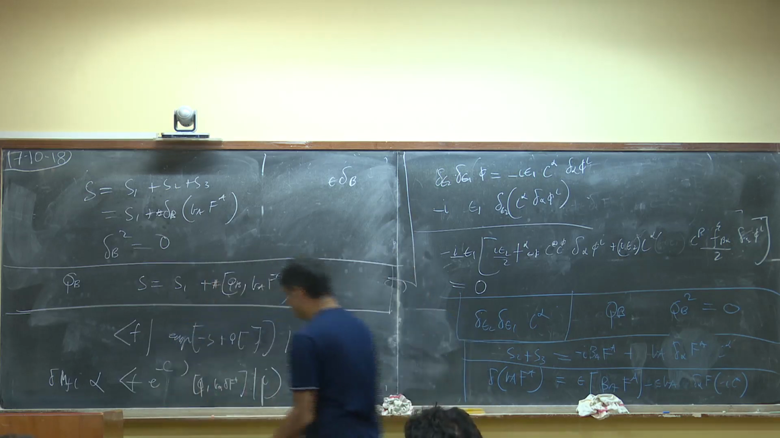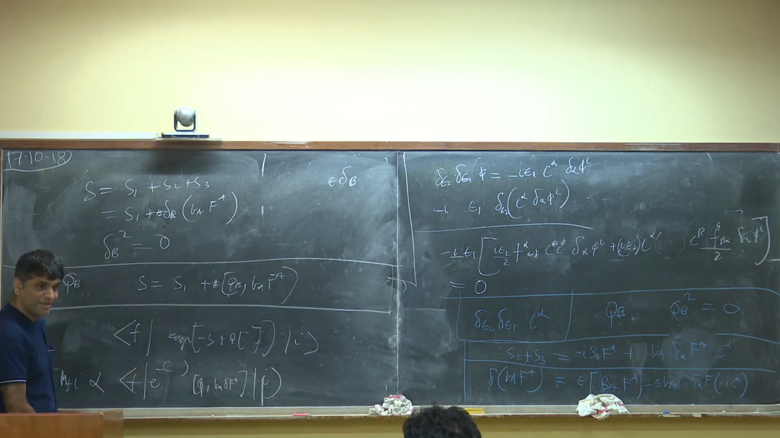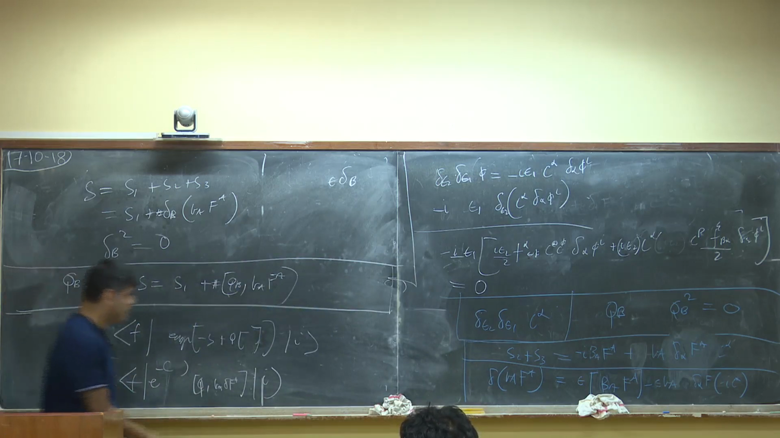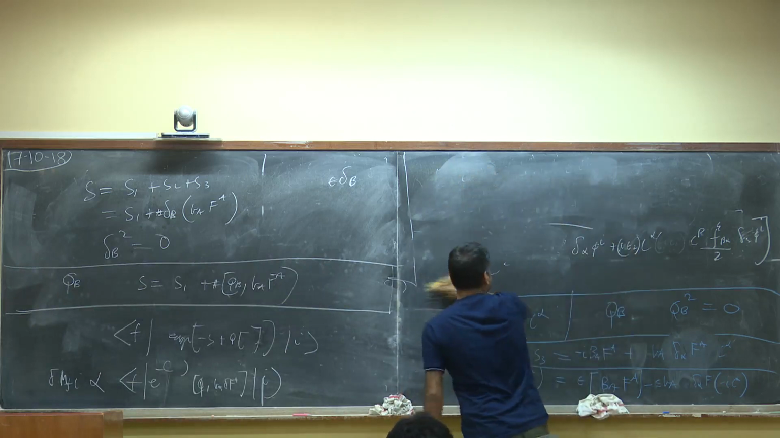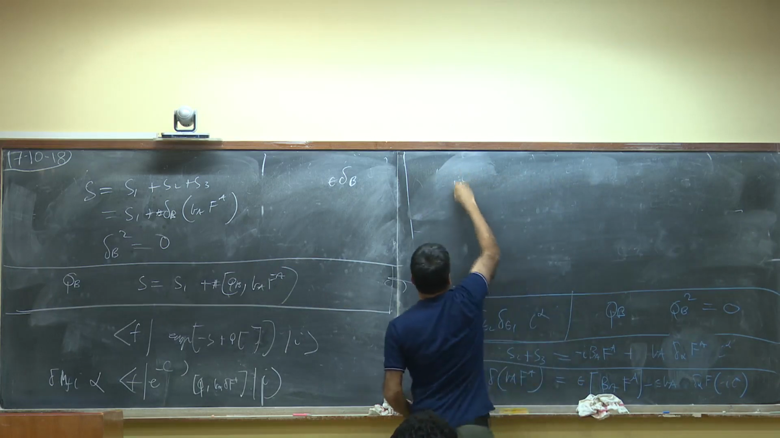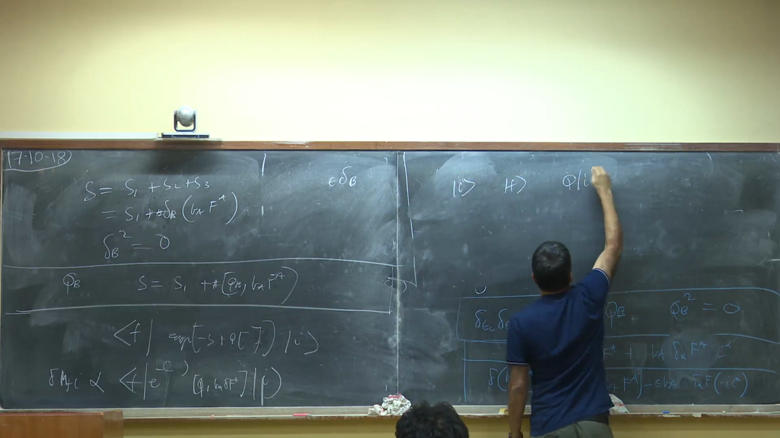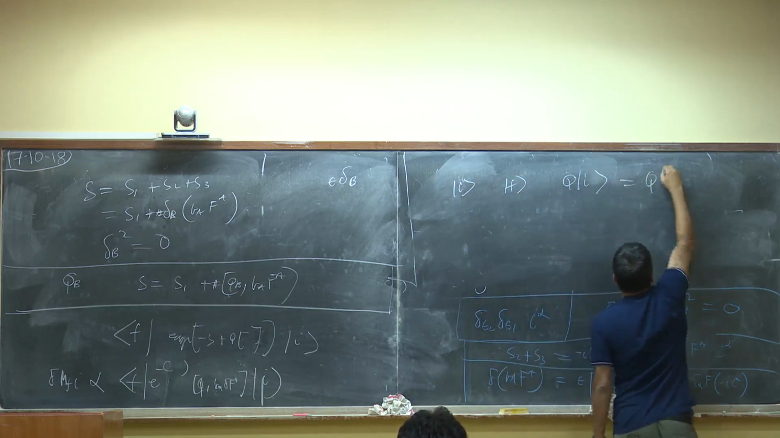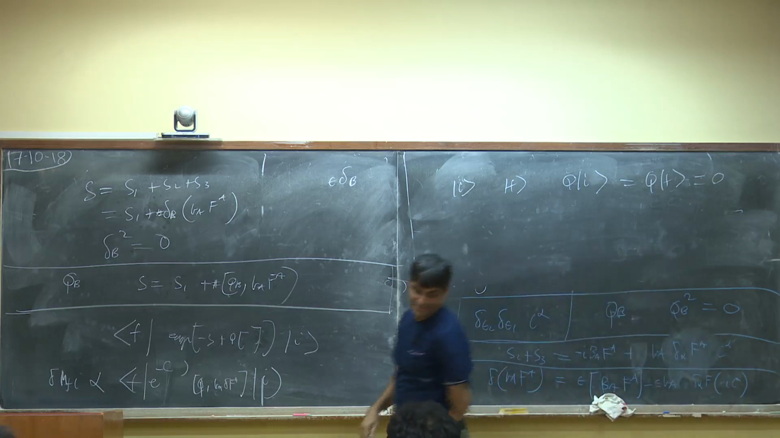Now in general this is non-zero, but there is one situation in which it will be 0. The situation is if we look at states I and F such that Q on I is equal to Q on F is equal to 0. By the way, Q is a Hermitian operator.